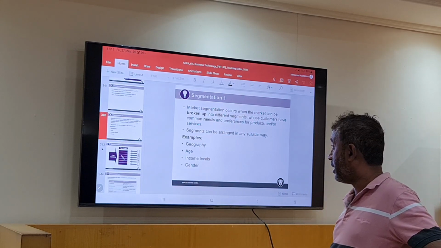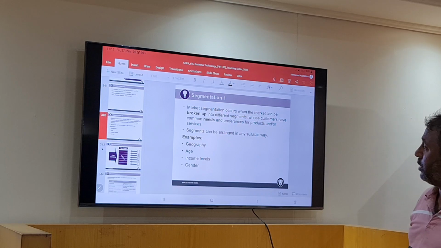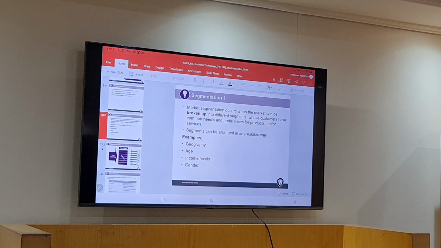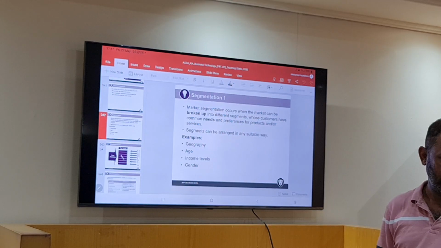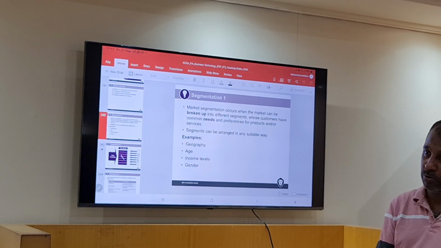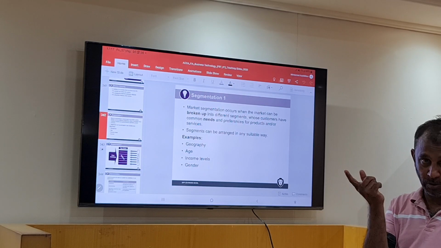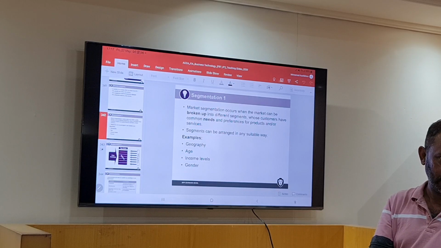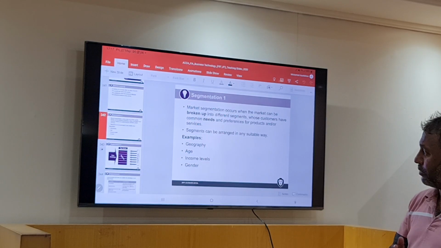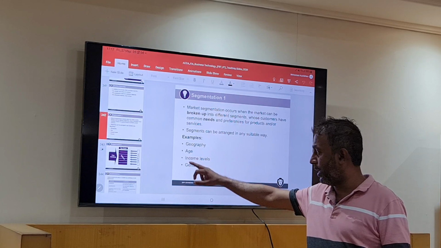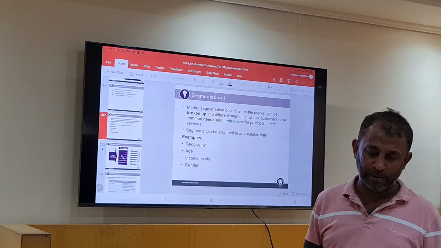Segmentation. Market segmentation occurs when the market can be broken up into different segments whose customers have common needs and preferences for products and or services, but you pay separately. You go to a cinema theatre, you watch the same movie, but you sit in the gallery or you sit in the first class, you pay a different price. You go from Kandy to our home by three-wheeler, you go at 12 o'clock or 10 o'clock in the morning, or at 10 o'clock at night, the price is different. You understand? So these are market segmentation. It could be due to geography, age, income level and gender, even time also one factor.